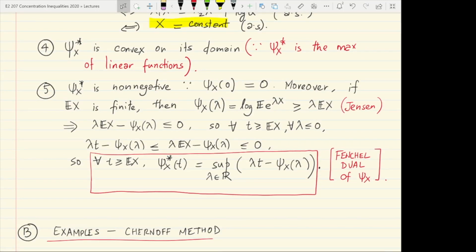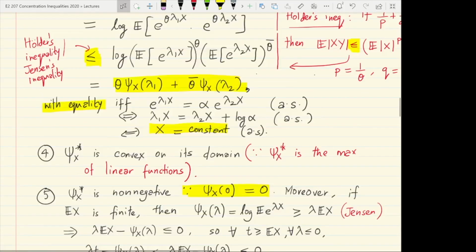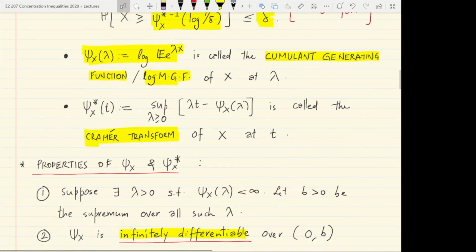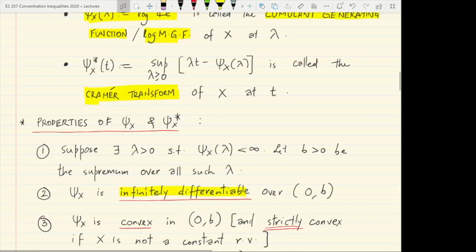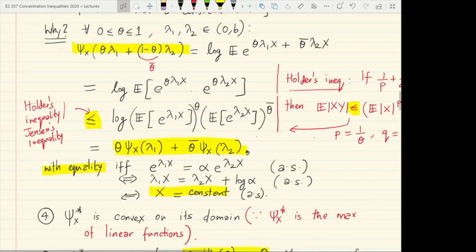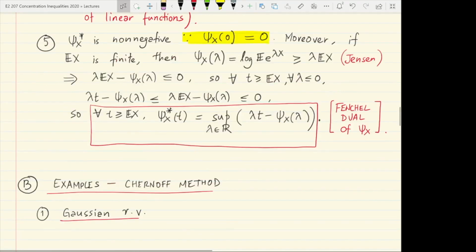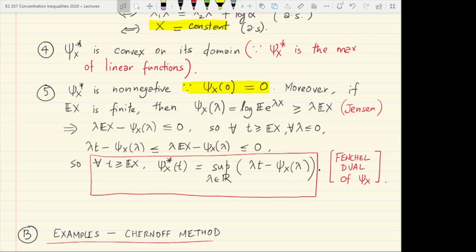This is because Cx, the log moment generating function, is 0 at 0. Okay, so if you go to the definition of Cx star again, if you plug in lambda equal to 0 here, then one feasible value for this optimization problem is equal to 0 minus Cx of 0, which is 0. So Cx star can only be larger than 0, it can never be smaller than 0. Okay, so Cx star is a non-negative function.